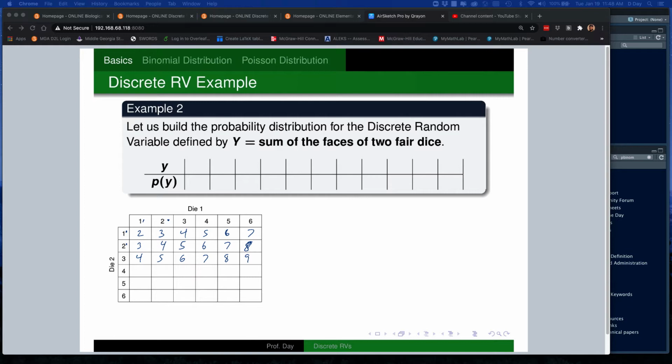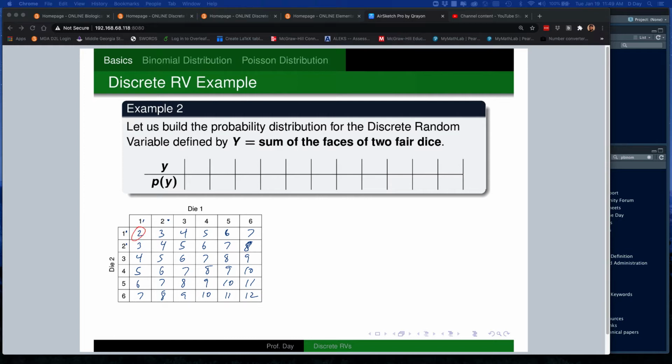The next one's going to be 4 plus 1, which is 5. And then I get 6, 7, 8, 9, 10. These are all my sums. 5 plus 1 is 6, 7, 8, 9, 10, 11. 6 plus 1 is 7, 8, 9, 10, 11, and 12. So we can see both all the sums that we have and all the ways we could get those sums. I'm not so much concerned about the ways we get them, but how many of the sums we have.